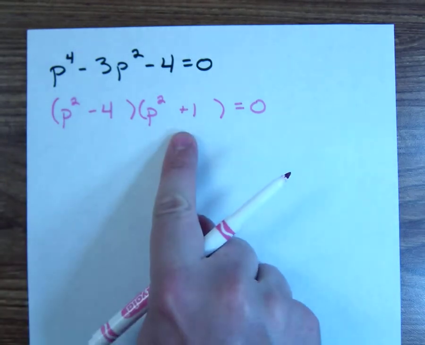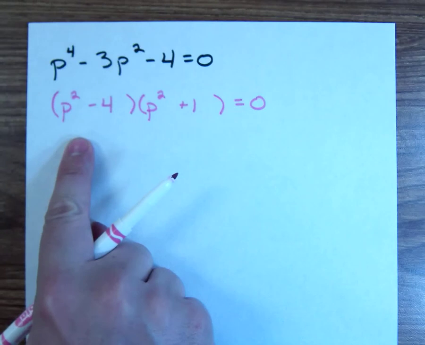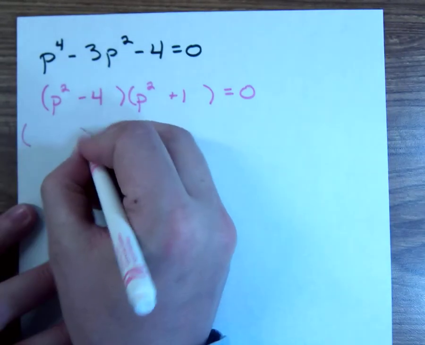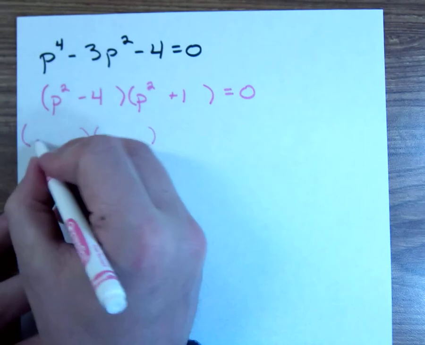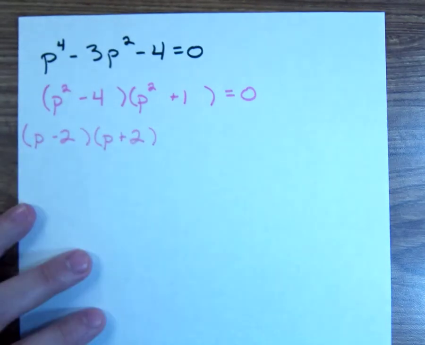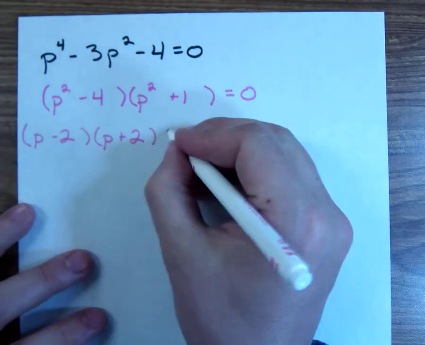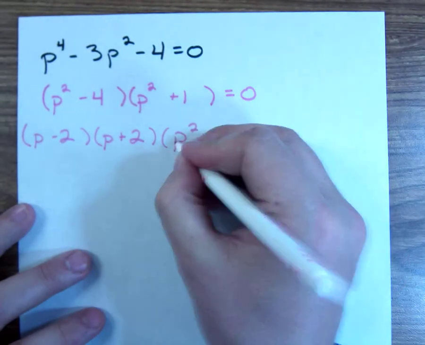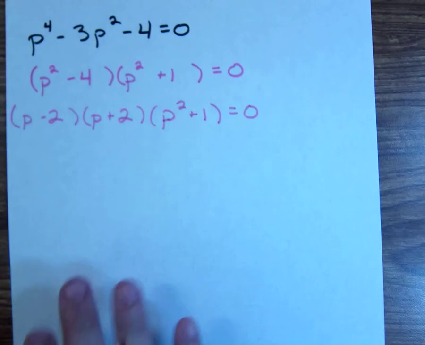This one here won't factor. P squared plus 1 can't factor, but this one can. What can p squared minus 4 factor into? P minus 2 times p plus 2. There we go. P squared plus 1 cannot be factored.